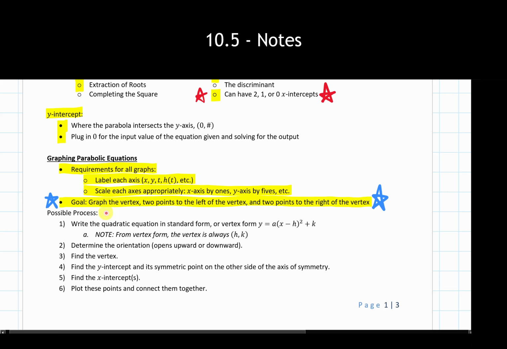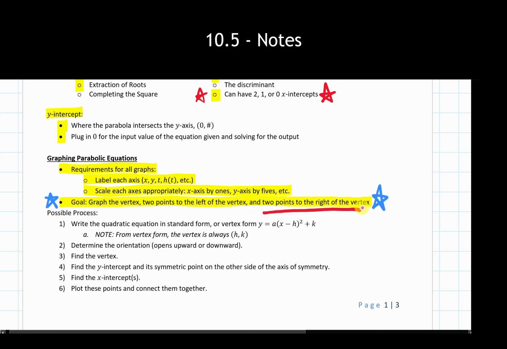At the end of the day, if you're ever wondering how we can go about graphing parabolic equations, this is our bare bones requirement right here. We want to graph the vertex, and we want to graph 2 points to the left of the vertex and 2 points to the right of the vertex. At the end of the day, it doesn't matter what those 2 points to the left are. It doesn't matter what those 2 points to the right are.